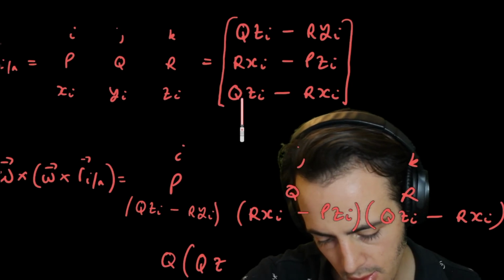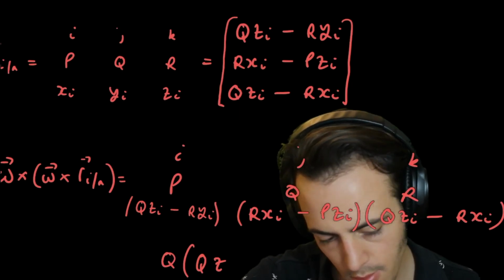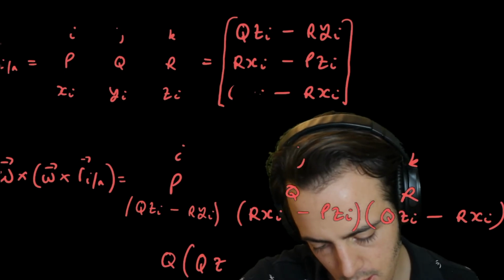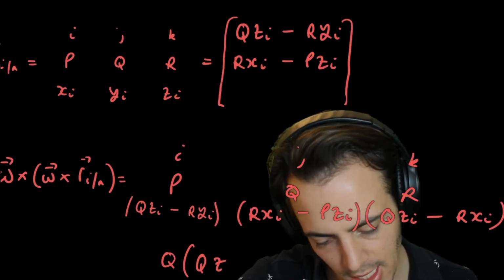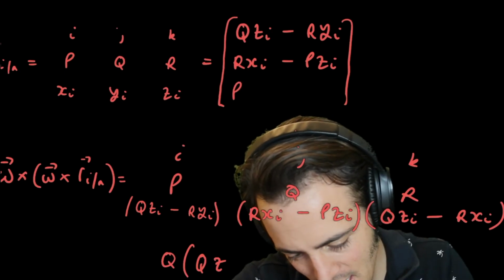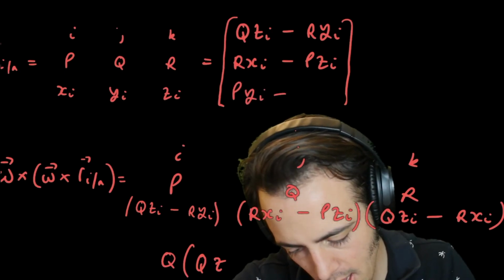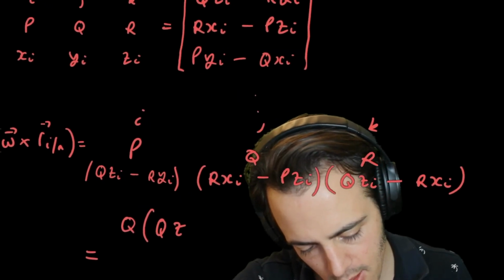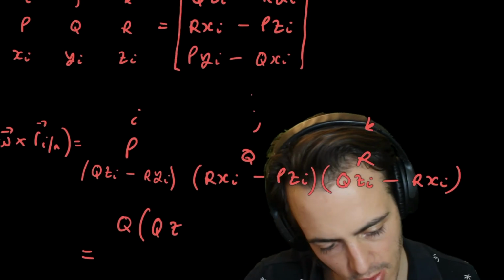So this is completely incorrect. So let's just do this whole second row again. Again, it keeps me honest if I keep these mistakes in. We get P Yi minus Q Xi. So that means this last term over here is incorrect.